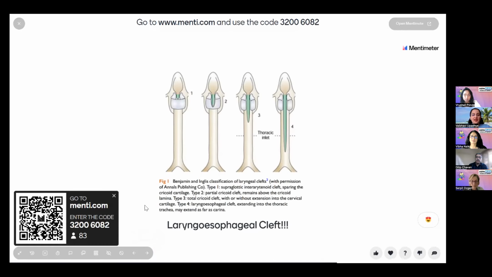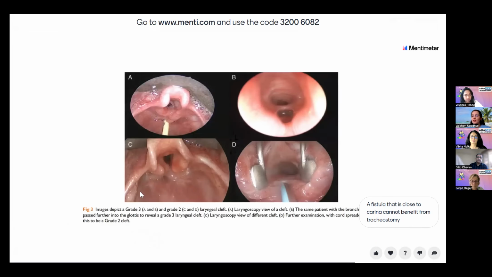Yes, absolutely. So what he's saying is it was a laryngoesophageal cleft. Not only the tracheoesophageal, but a laryngoesophageal cleft, and that is the reason the tube kept slipping. So there are many types and extents of laryngoesophageal clefts, as we can see here in the picture. A fistula like that cannot benefit from tracheostomy. The tracheostomy was done quite lower down, as was shown.